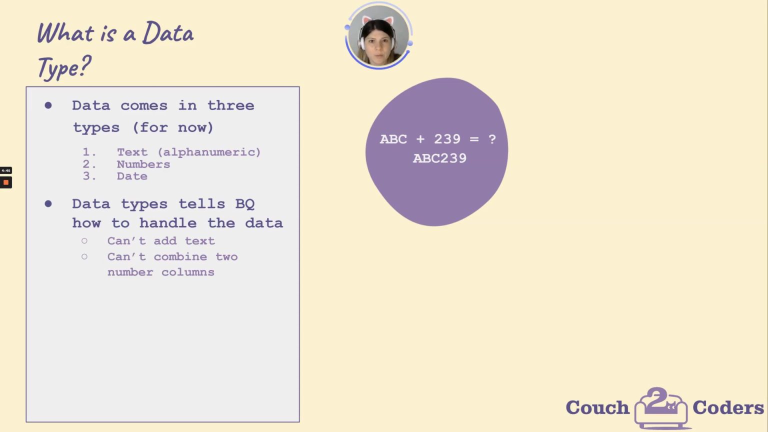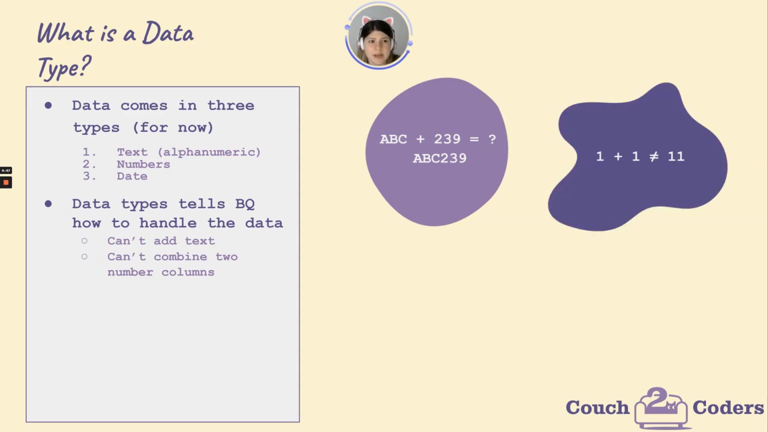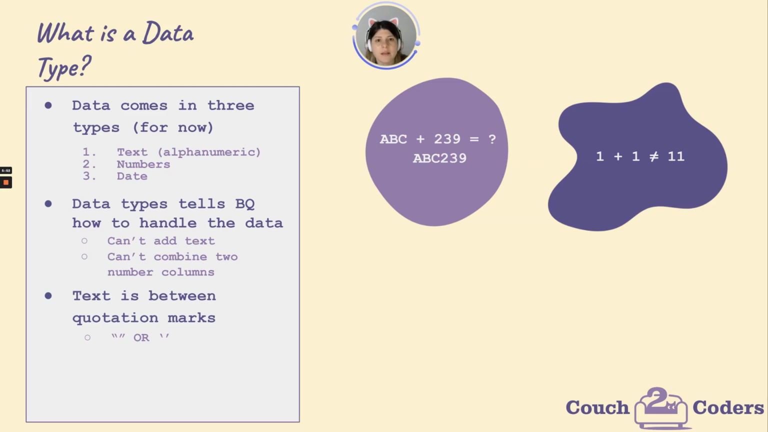Suppose I wanted to do that with 2 types of numbers. So I had 1 and 1, and I wanted to combine them. BigQuery would not give me 11 if it's a number. It's going to give me 2. How does BigQuery know the difference between a 1 that is a number that can be mathed versus a 1 that is a text that's treated differently? The easiest way to remember it is that anything with text is between quotation marks. This can be a double or a single.